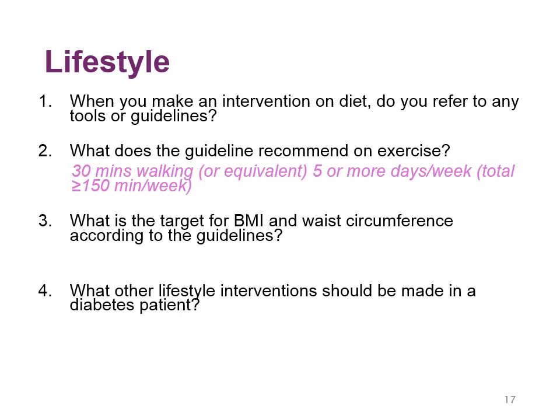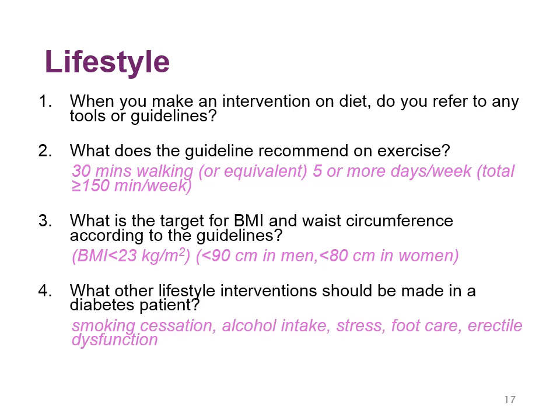What is the target for BMI and waist circumference according to the guidelines? Yes, less than 23 for BMI, and also less than 80 centimeters in women. What other lifestyle interventions should be made in a diabetes patient? This is where you refer to the SIMPLER tool under L. And this is what it is: smoking cessation, alcohol intake, stress, foot care, and erectile dysfunction.